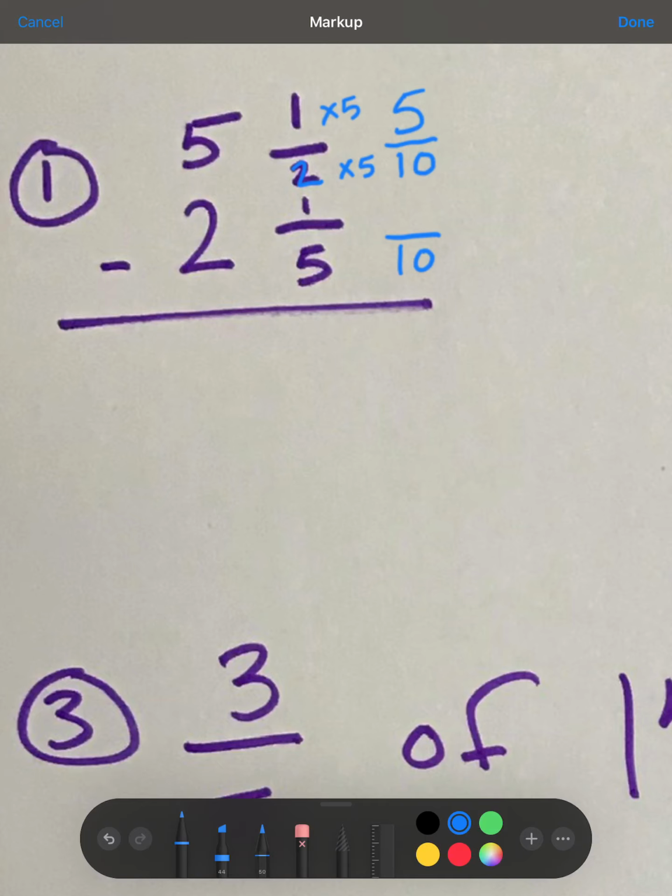I'm going to go down to the bottom fraction. 5 times what gives me 10? It's going to be 2. If I multiply the denominator, I have to multiply the numerator. 1 times 2 is 2.